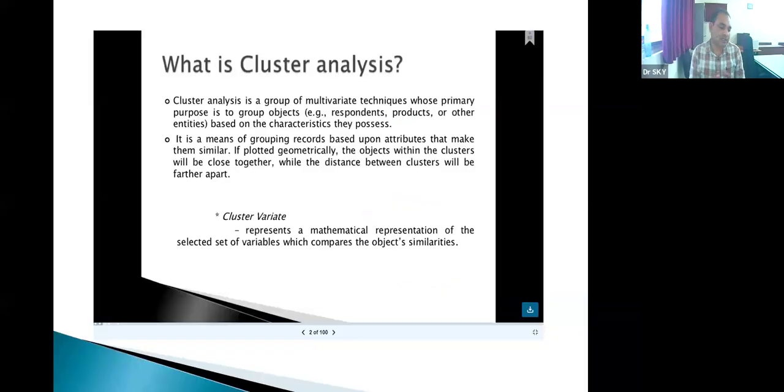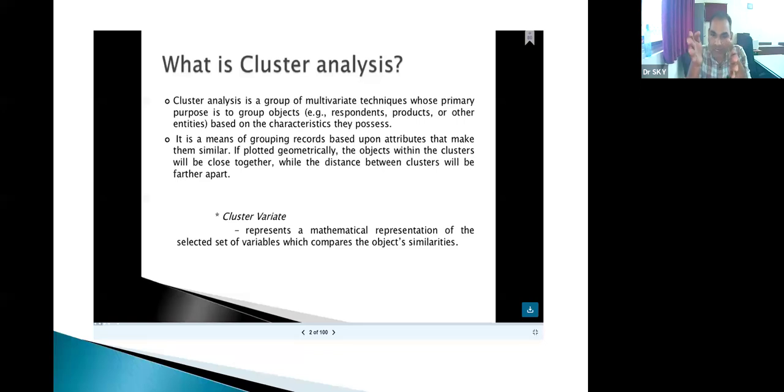Okay. First, we should know what the problem in hand is. That is, what is cluster analysis? As the name suggests, we have a group of objects. Cluster analysis is a group of multivariate techniques whose primary purpose is to group objects. We have to make the clusters. These objects may be respondents, products or other entities, based on the characteristics they possess.